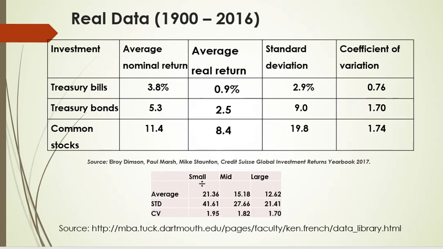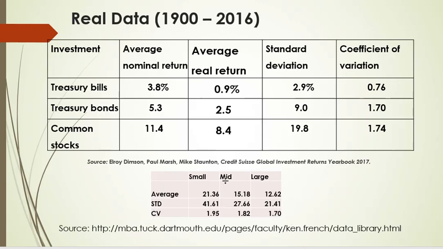His definition of small is, of all the stocks that he looked at, the bottom 30% in size. The bottom 30% average rate of return was 21%, the risk was 41%, and coefficient of variation 1.95. Go to the other extreme, large stocks over this time frame, and again it was 2016 to 2018, was 12.62, standard deviation 21, coefficient of variation 1.7.